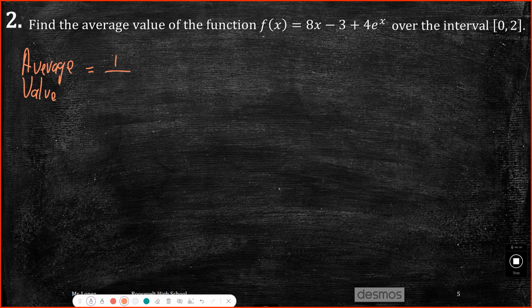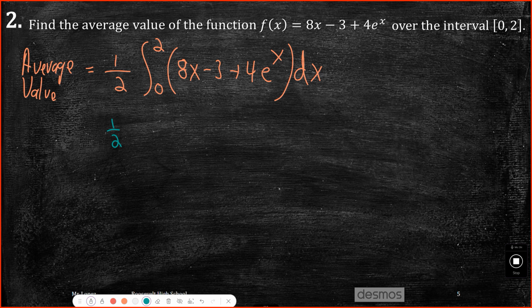One over what? 1 over 2, integral from what? 0 to 2. Integral from 0 to 2 of 8x minus 3 plus 4e to the x, and we're integrating this. One half. What's the integral?